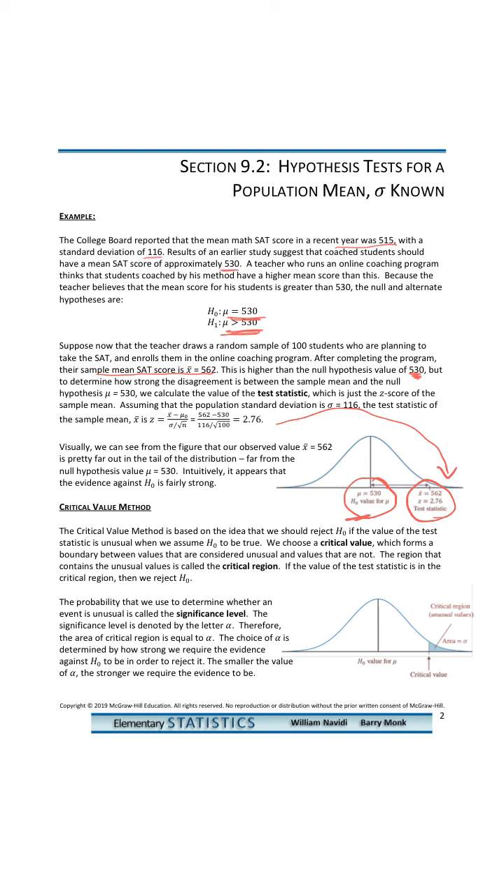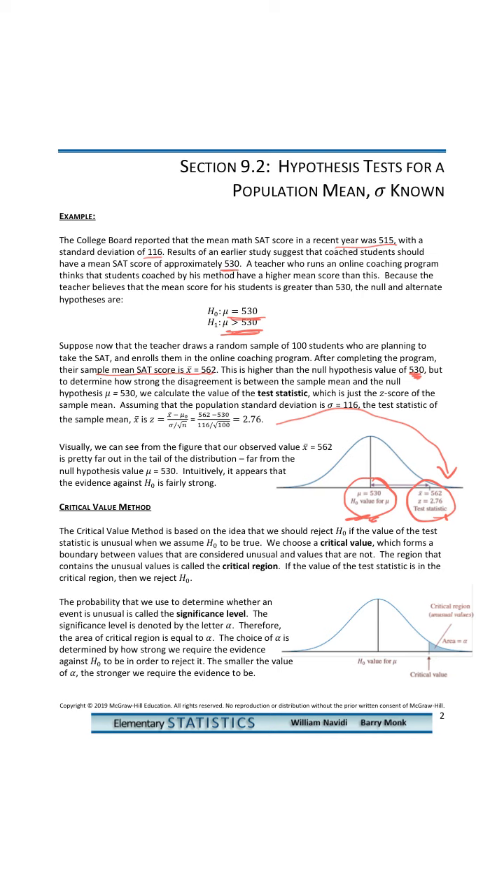The value 562 that we observe has a z-score of 2.76, which means that our observed mean is 2.76 standard deviations away from the assumed mean 530. The value of x bar is in the tail of the distribution and far from the null hypothesis value 530. Visually, it appears that the evidence against the null hypothesis is fairly strong.